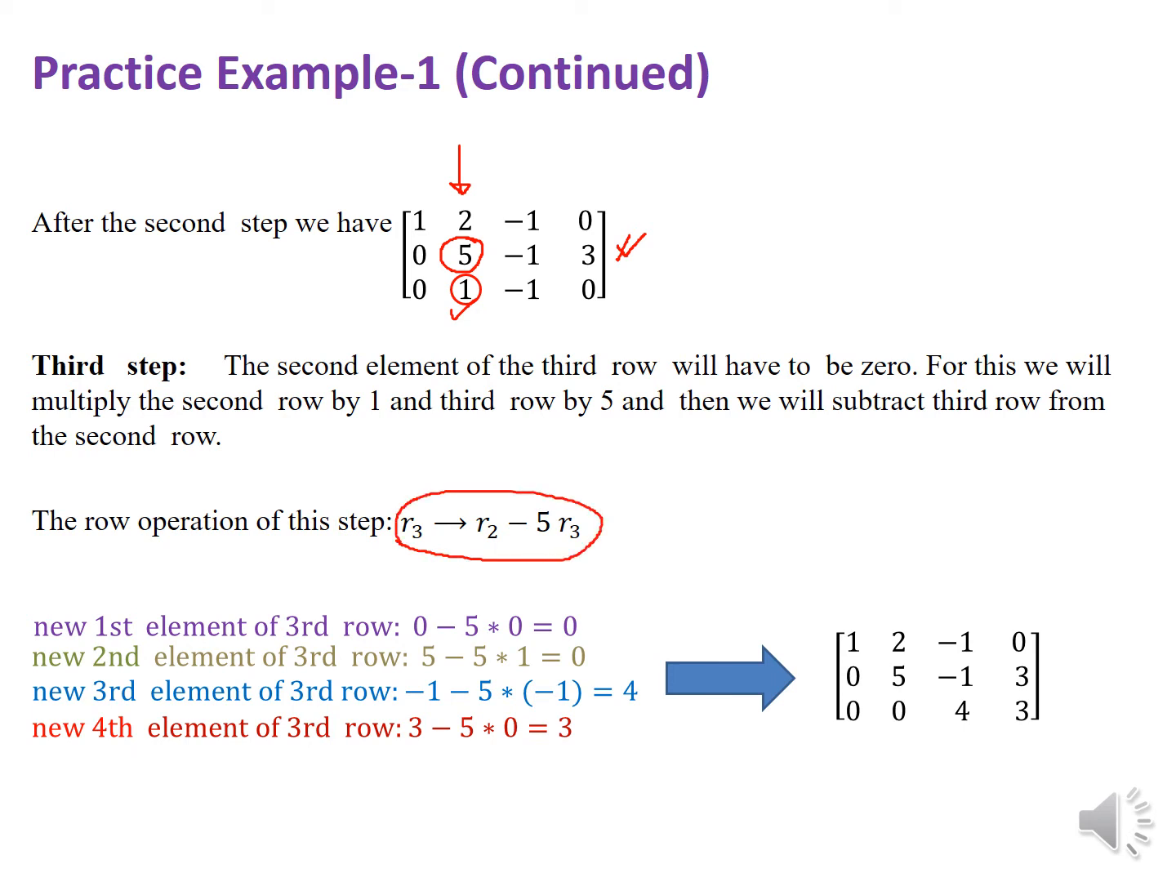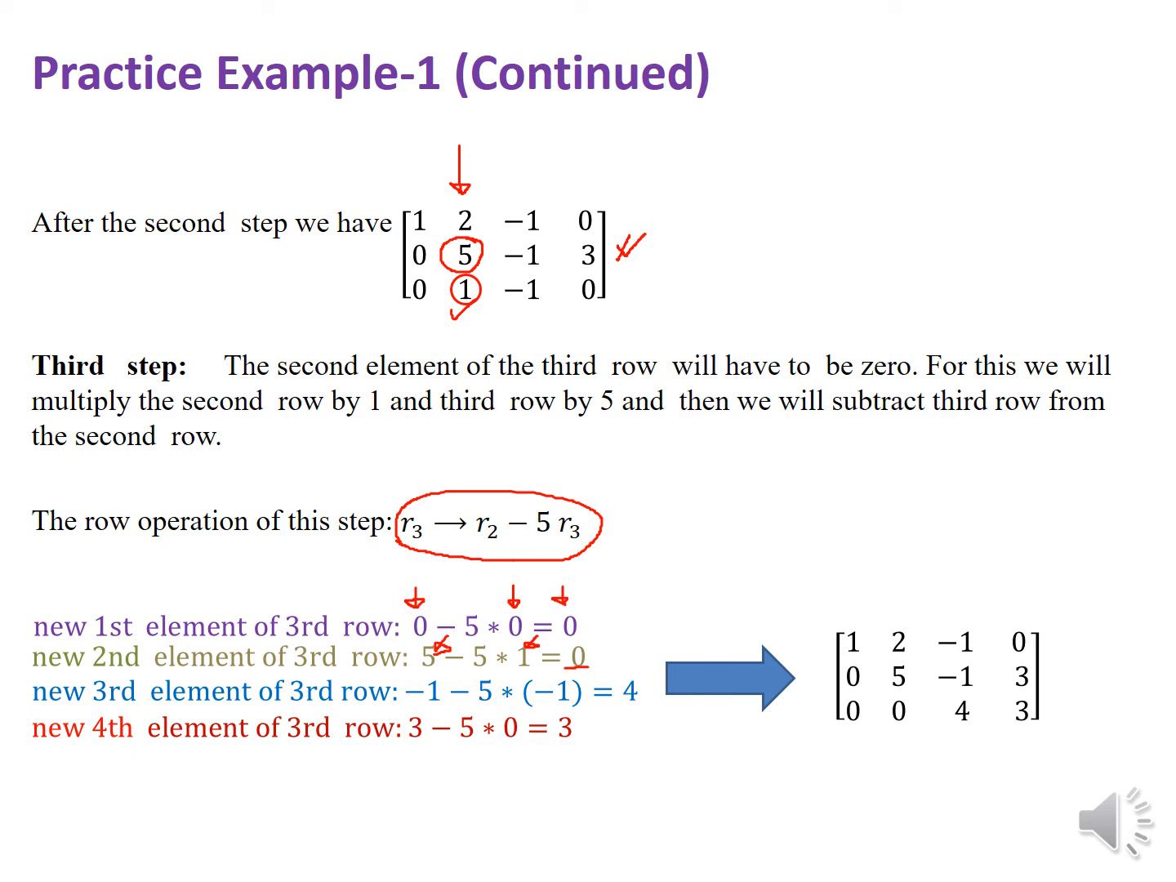So the new first element of third row will be the first element of second row, that means 0, minus 5 into the first element of third row, that means 0. So 0 minus 5 into 0, we will get 0. The new second element of third row will be the second element of second row, that means 5, minus 5 into the second element of third row, which is 1. So we will get 5 minus 5, so in total we will get 0.